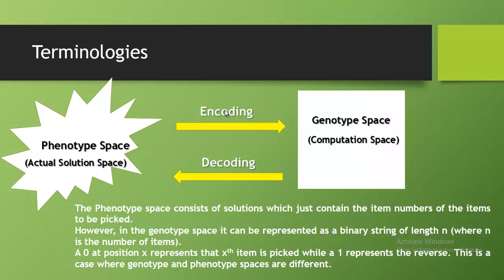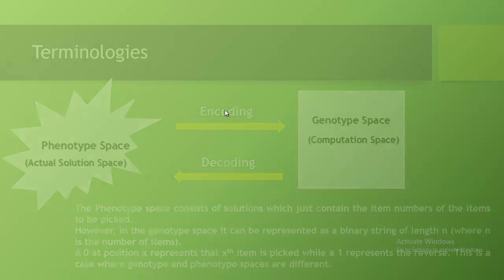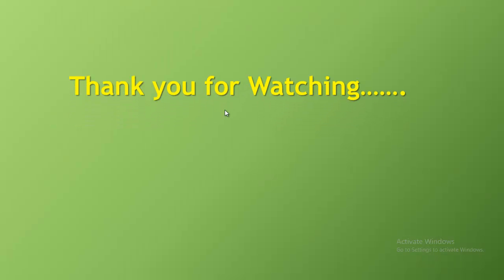So this is about the terminologies that are used many times whenever you are describing a genetic algorithm. You have to understand each and every terminology. These all are the terminologies.